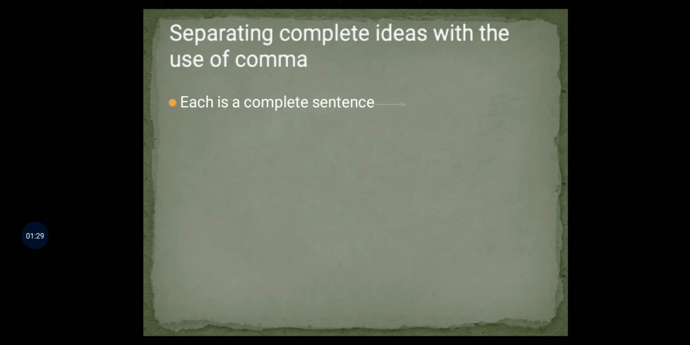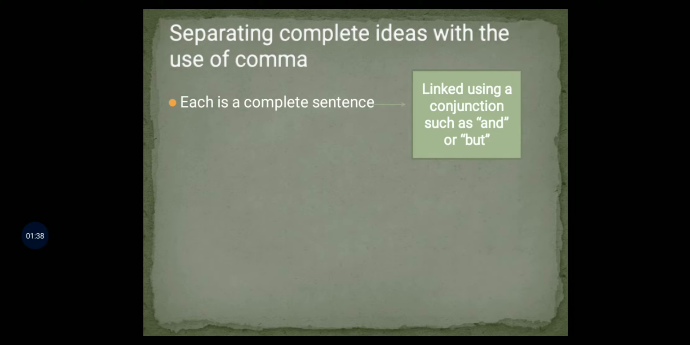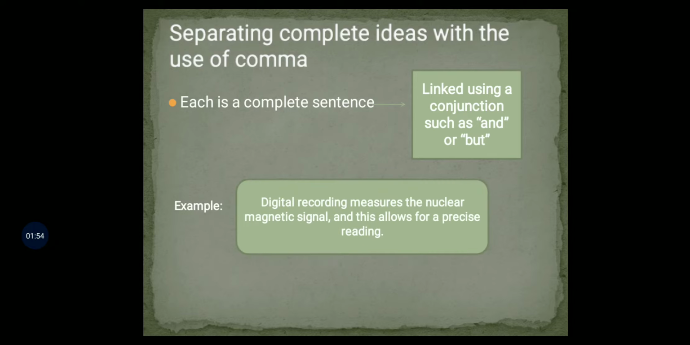In this case, each part of the sentence that is being separated by a comma is a complete sentence in its own way. But then because of the association, the writer may decide to make use of conjunctions to link the two sentences. Conjunctions such as and or but can ideally be used to link two particular complete sentences. So let's look at an example for this. Digital recording measures the nuclear magnetic signal, and this allows for a precise reading.